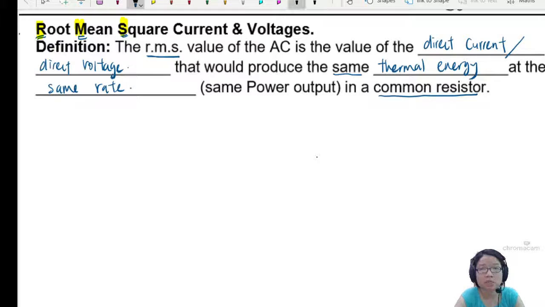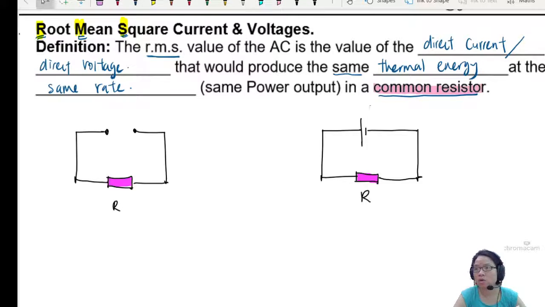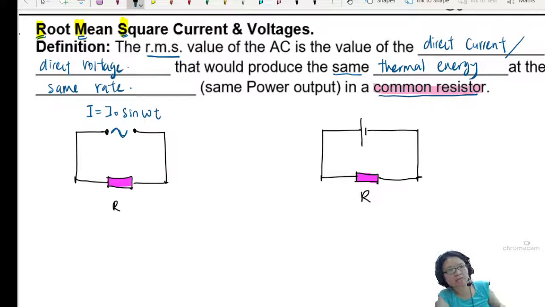So maybe drawing a circuit will help you understand this. I'm going to draw a circuit now. You can see I've drawn two circuits. There's the alternating current one on the left. Normally alternating current, we will define it this way, so we will draw a waveform like this. I'll write the equation of the current: I is equal to I naught sine omega t. So the current flowing inside this circuit will follow this equation and travel back and forth.